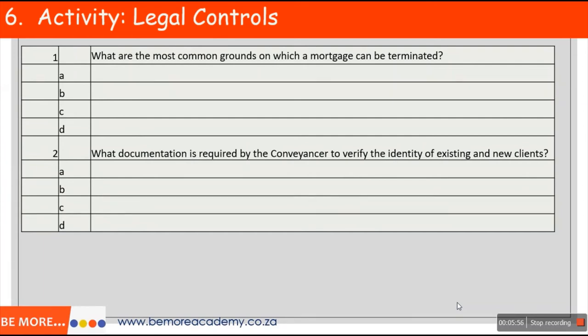Okay, and then another one, if you are married, your marriage certificate. If you buy on behalf of a company, the resolution. Can you think of anything else?